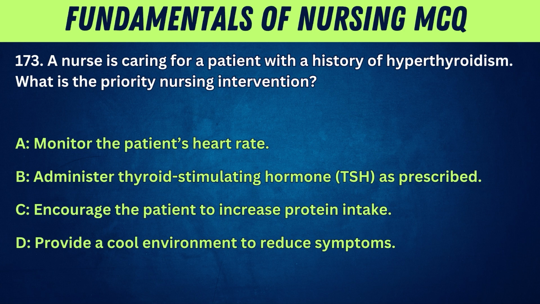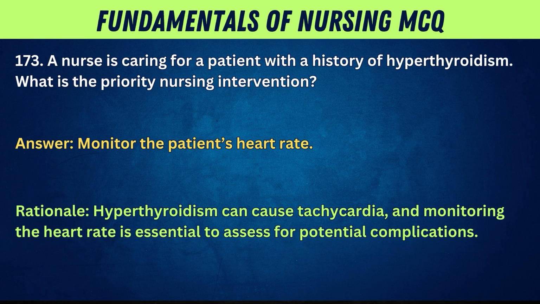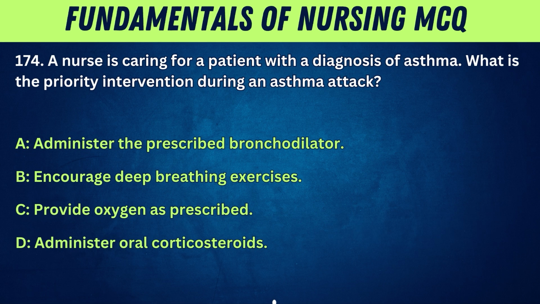173. A nurse is caring for a patient with a history of hyperthyroidism. What is the priority nursing intervention? A. Monitor the patient's heart rate. B. Administer thyroid-stimulating hormone, TSH, as prescribed. C. Encourage the patient to increase protein intake. D. Provide a cool environment to reduce symptoms. Answer. Monitor the patient's heart rate. Rationale. Hyperthyroidism can cause tachycardia, and monitoring the heart rate is essential to assess for potential complications.